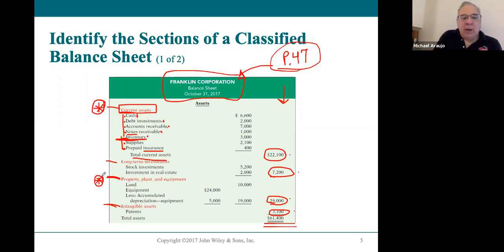But property, plant, and equipment, again, the word property in this case is related to land. So land is always listed first under property, plant, and equipment, always. And then, of course, this only has one other PPE account, equipment. But it would be listed in the order of how long they're going to use it. So buildings would usually be listed second, because buildings tend to be used for 30, 40 years, okay, or more.